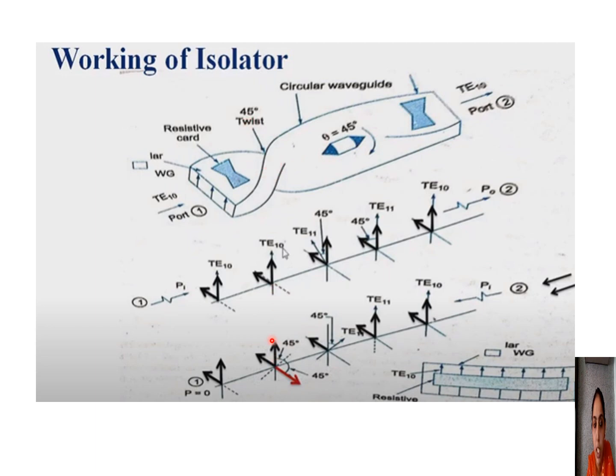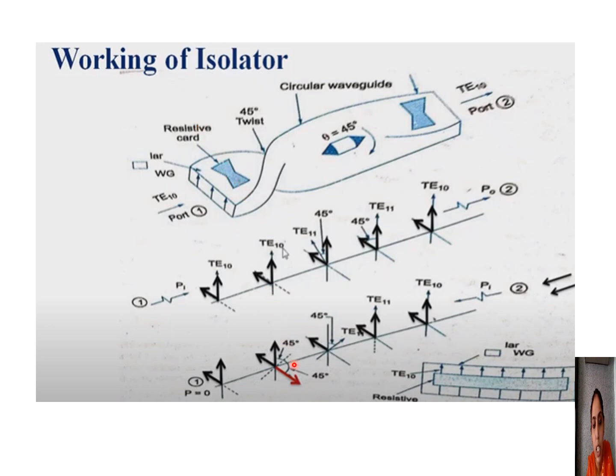So what happened here? The twist is again occurring in the clockwise direction. Now this will become a total shift of 90 degrees, and the plane of polarization is now becoming parallel. So the plane is parallel to the plane of the resistive card. It is a property of the resistive card to absorb any waves coming to it with the plane of polarization parallel to the plane of the resistive card.